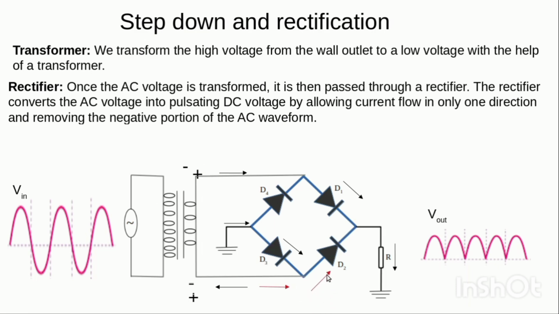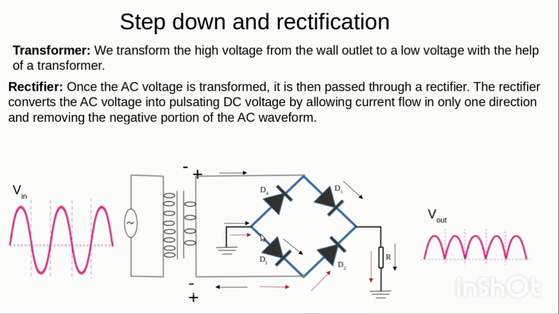So we have it at this point. When it gets to this point, it sees this one as an opposition because this one will not allow current to flow through in this direction. So it will rather go through the load. So from this load, the current will pass through this point, which will complete this circle.